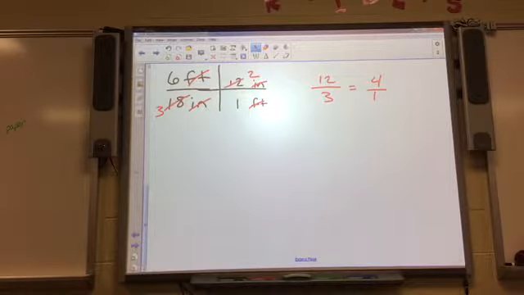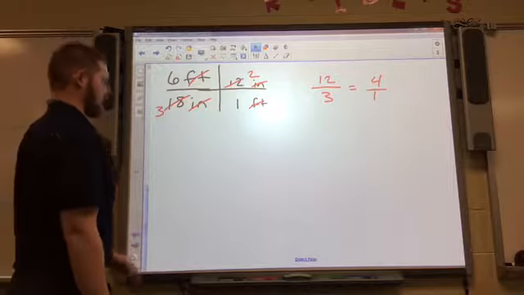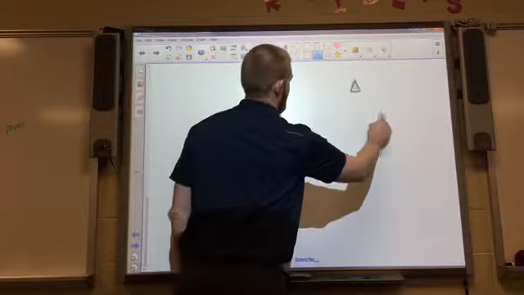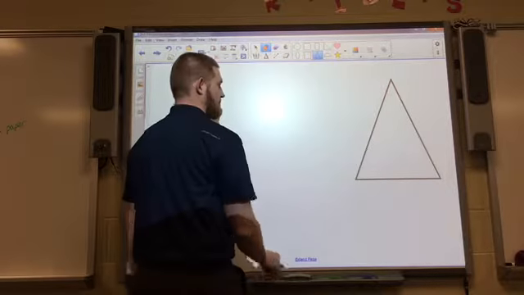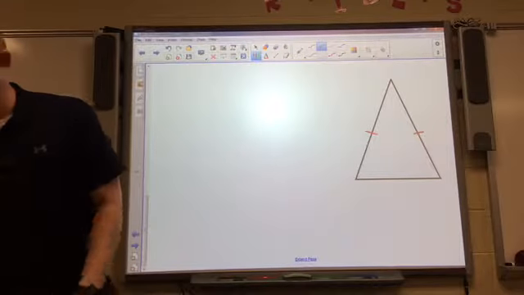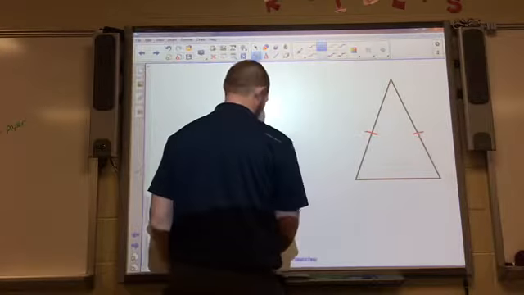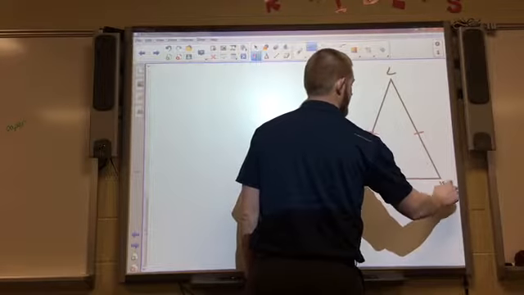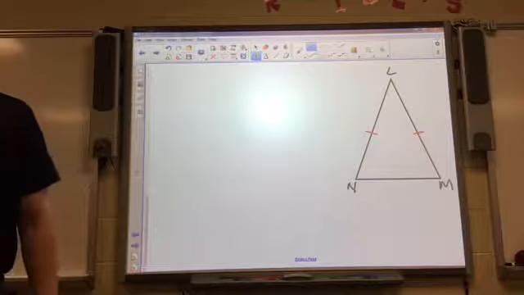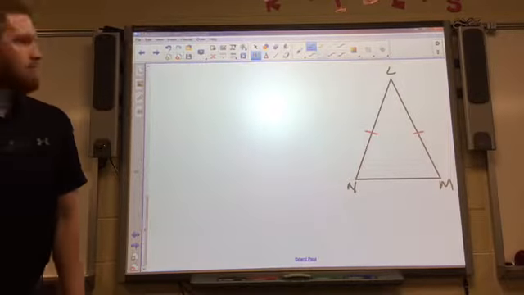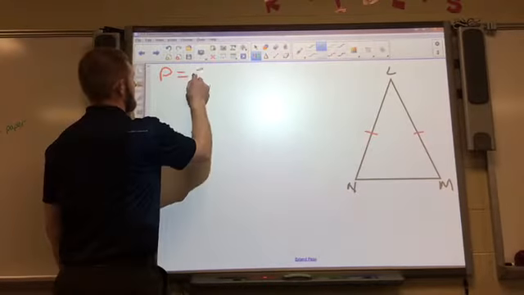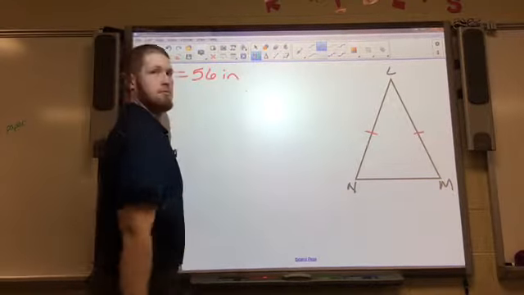Okay, the way we're going to use this is maybe they give us an isosceles triangle. I'm going to use their letters. This is not in your book, okay? But they give me L, M, and N. So you're going to want to get this copied down since it's not in your book. Okay, and they tell me a few extra things. They tell me that the perimeter is 56 inches total.